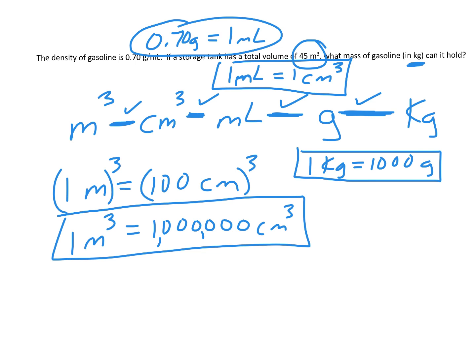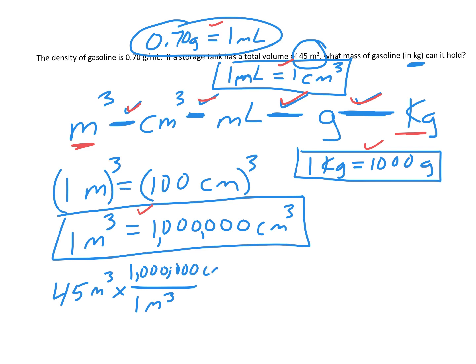I'm going from meters cubed to kilograms, and I need to have a conversion for each step. So I've got the conversion here for this one. I've got the conversion here for here. I've got the conversion up here using density for this, and I've got the conversion here. So now let's start this process. I've got 45 meters cubed. That's the tank. So then I want to convert to centimeters cubed. So there's 1,000,000 centimeters cubed.